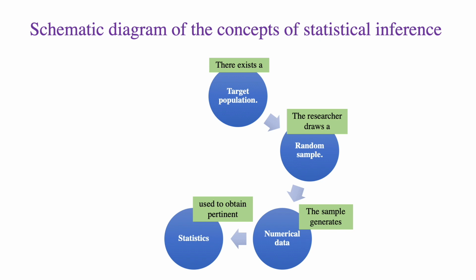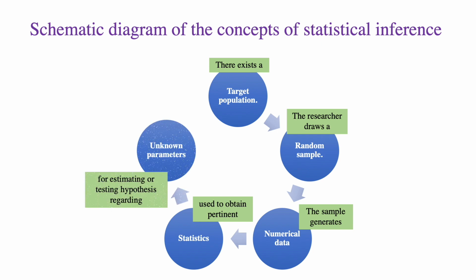Then using the statistic, we try to estimate or test hypotheses regarding the unknown parameter of interest of the target population. With that, we're able to draw conclusions about the target population based on the data that we've obtained from the random sample that was drawn from the original target population.